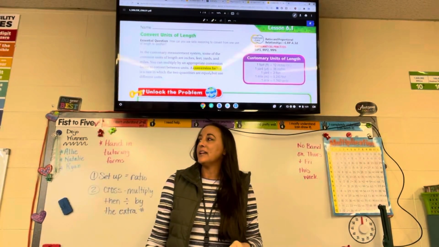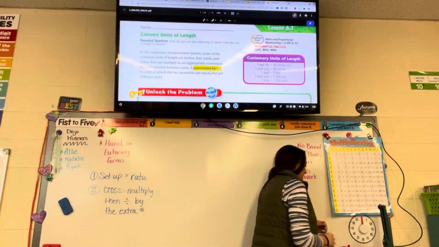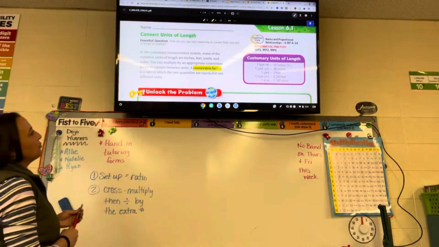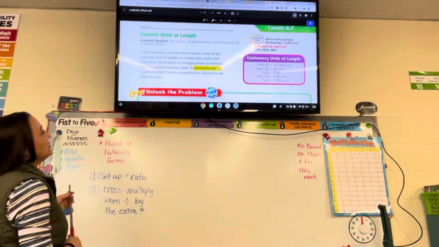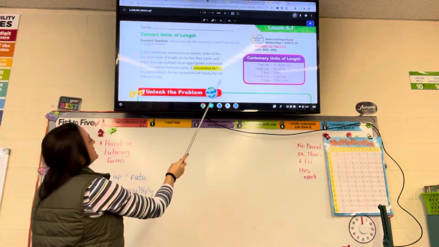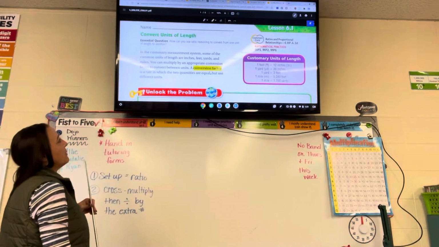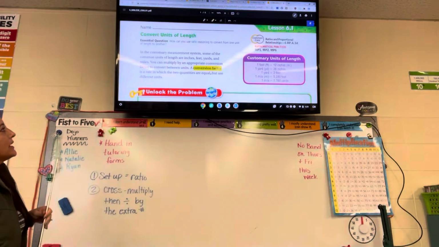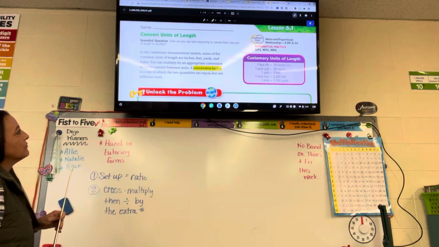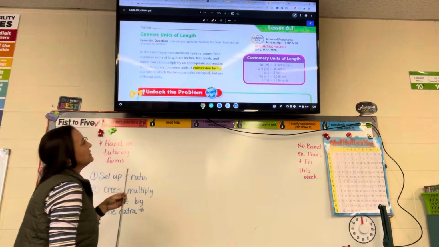The lesson we're doing today is 6.1, convert units of length. So our essential question says, how can you use ratio reasoning to convert from one unit of length to another? In the customary measurement system, some of the common units of length are inches, feet, yards, and miles. You can multiply by an appropriate conversion factor to convert between units. A conversion factor is a rate in which the two quantities are equal but use different units.